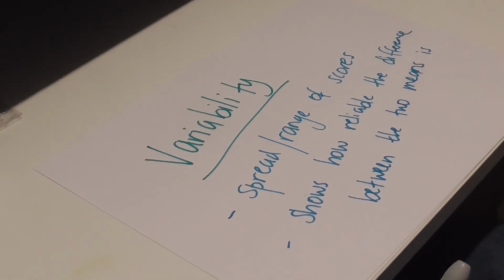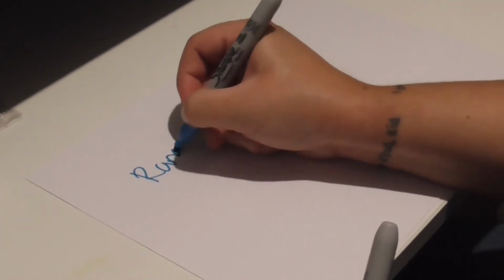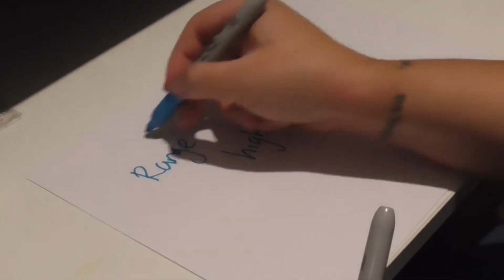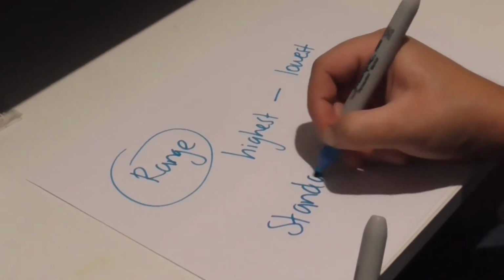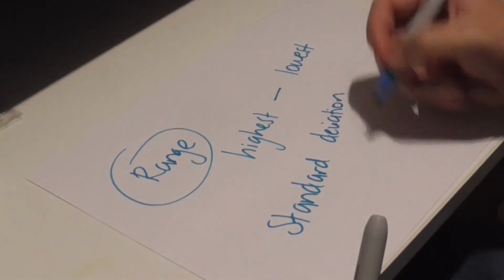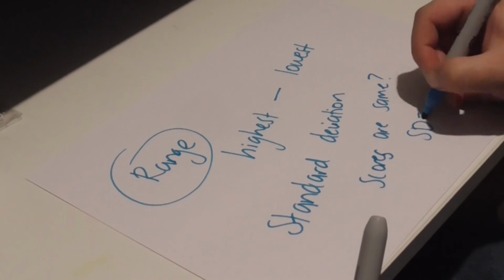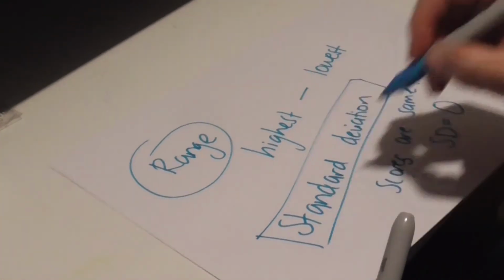So there's a couple of different calculations we can do here. The first is the range, which is a really simple one, just having the highest score and taking away the lowest score. And then there's the standard deviation. You don't need to know how to calculate it, but you do need to know what it means. If scores are all the same, the standard deviation is 0. So the more spread out the scores are from the mean, the higher the standard deviation.